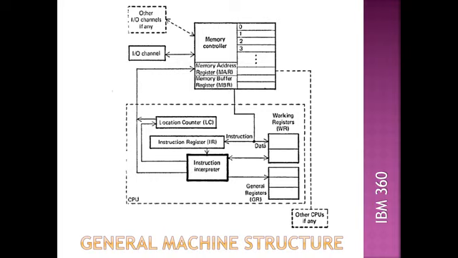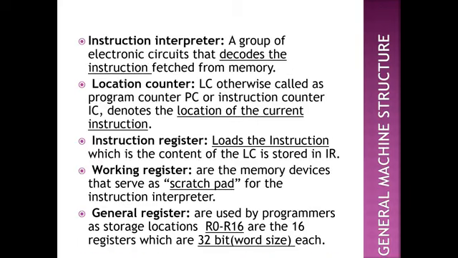Apart from this, there is also an IO channel. The IO channel connects to the outside world, which is your input and output devices. That's it. Very simple architecture diagram you have here. If you remember just 3 or 4 words about every component in that diagram, it's enough. Instruction register decodes the instruction. Location counter, location of the current instruction.